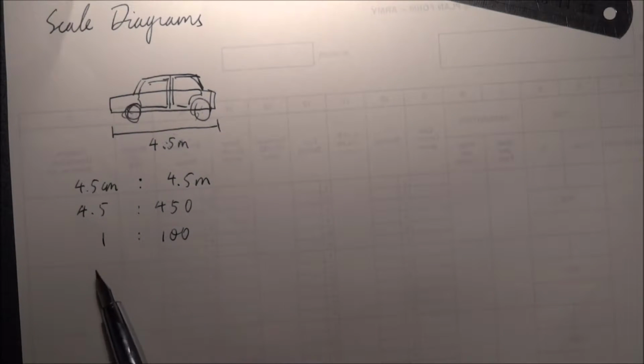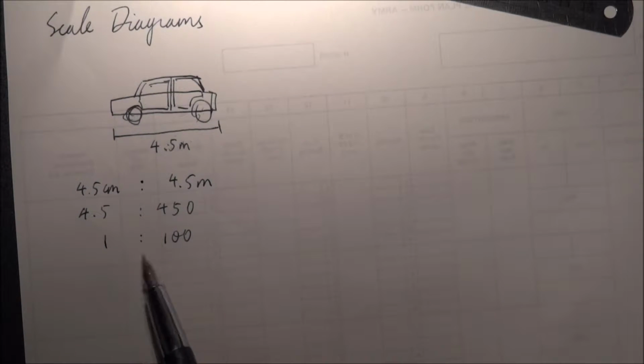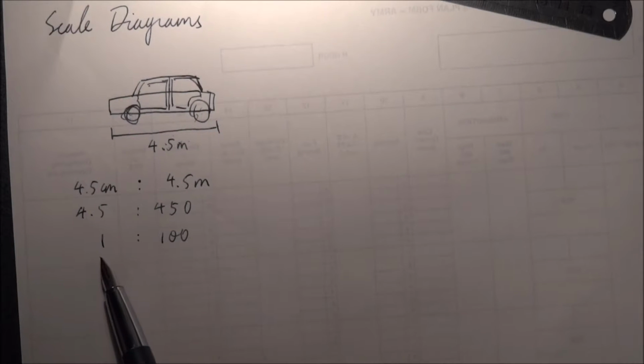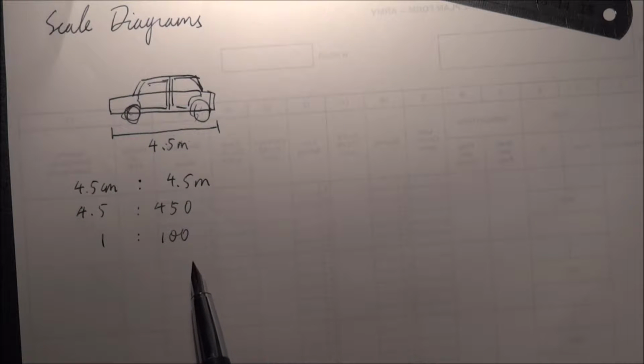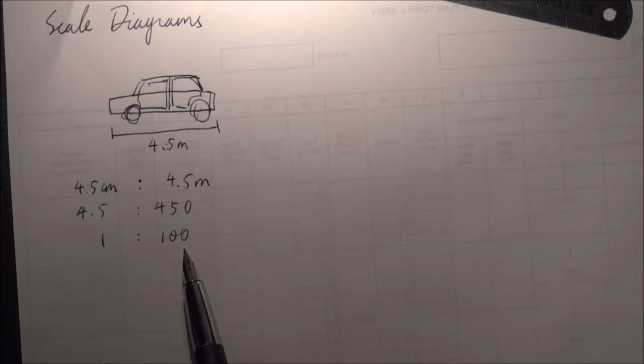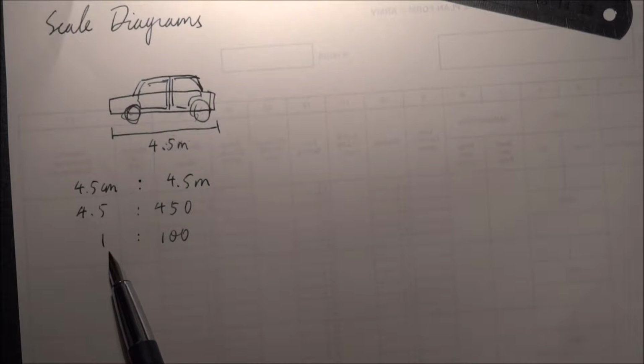So this is the scale of the drawing. How many units in the drawing equal how many units in real life? So 1 centimeter in the drawing equals 100 centimeters in real life. 1 millimeter equals 100 millimeters. 1 meter equals 100 meters, and so on. It doesn't matter, it just means that 1 part in the diagram equals 100 parts in real life.